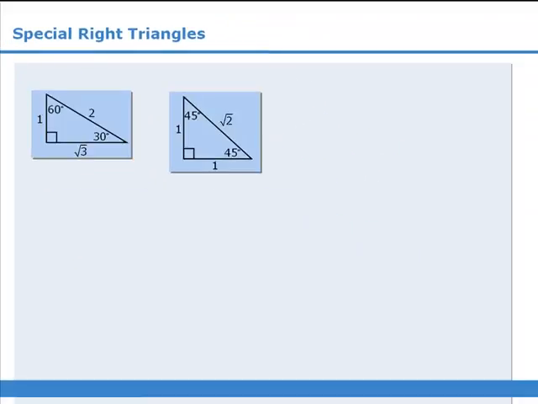Okay, to summarize, in this lesson we learned about the properties of two special triangles, the 30-60-90 triangle and the 45-45-90 triangle.